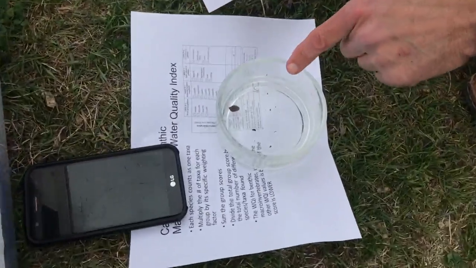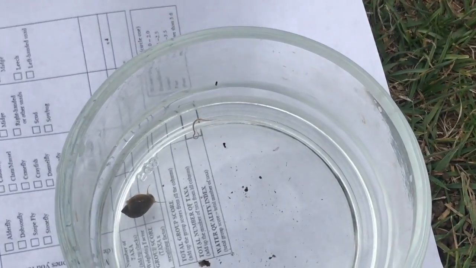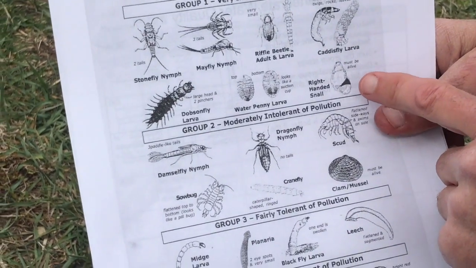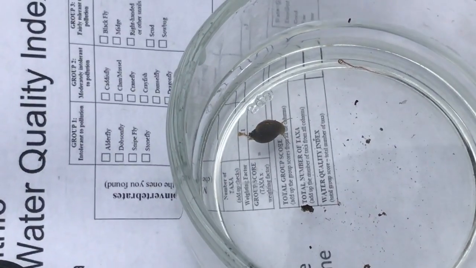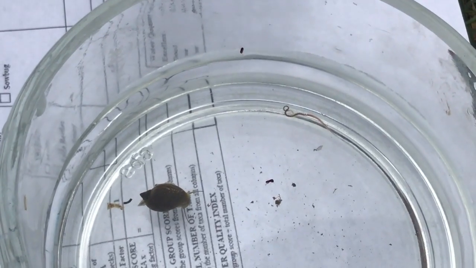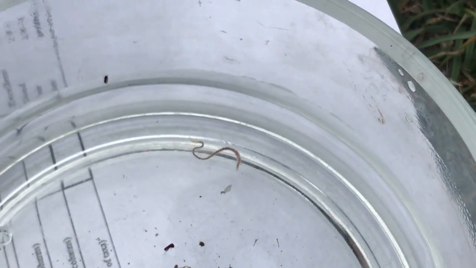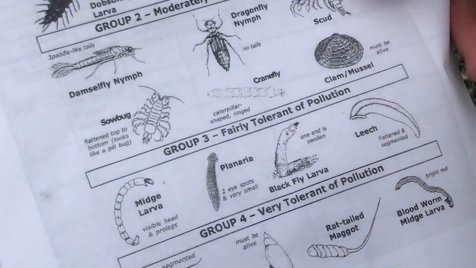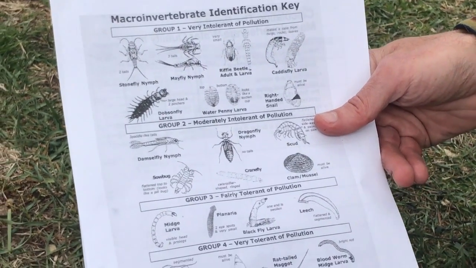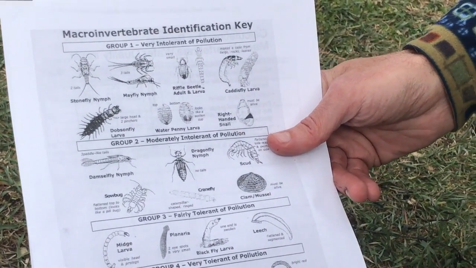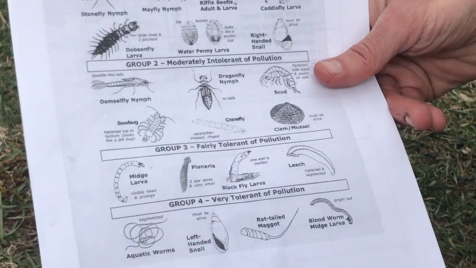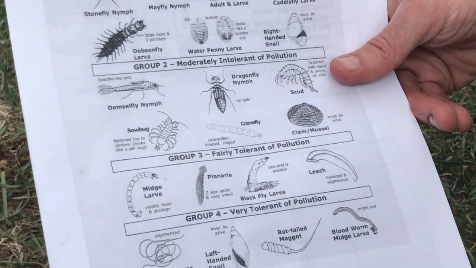So we have here a snail. There are two types of snails. There's right-handed snails and left-handed snails, depending on which direction the spiraling goes. This happens to be a right-handed snail. We found a left-handed snail earlier. And if you can also see in there, we have a worm. It looks to me like a super skinny, segmented worm. An aquatic worm is a group 4, very tolerant, whereas the right-handed snail is a very intolerant group 1. So at this point, I don't think we have enough information to actually come up with a water quality index from this little exploration. We'll have to wait another 3-4 weeks maybe before they're in full array in this lake here.